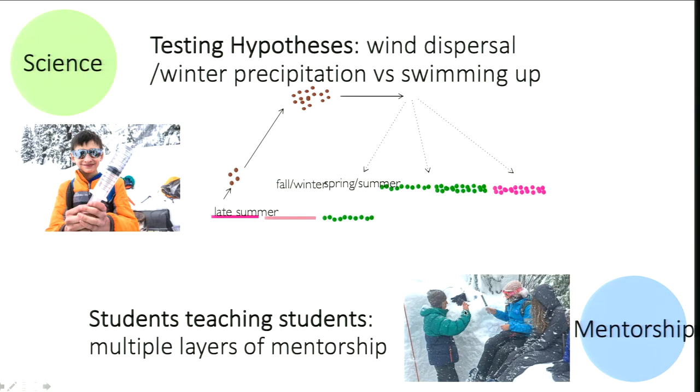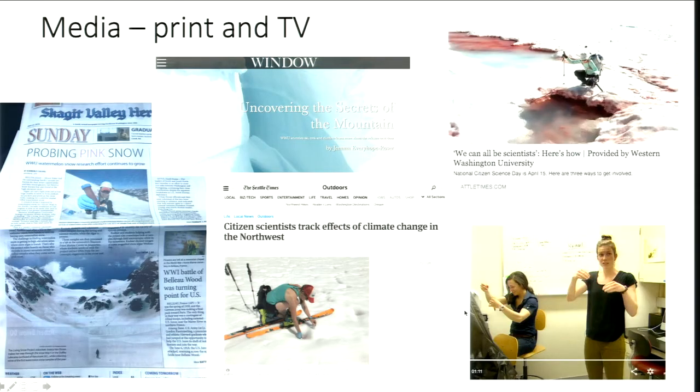So we allow the students to help us test hypotheses. Remember I talked about how the algae are dispersed and spread around. We can talk about testing these different hypotheses with students, because if we expect the swimming hypothesis, we would sample for the algae deep in a snow pit. If we expected the wind dispersal hypothesis, we could sample from the top if it was being dispersed with wind or through precipitation. And then again, students are teaching other students, so there's multiple layers of mentorship within the Snow School program.